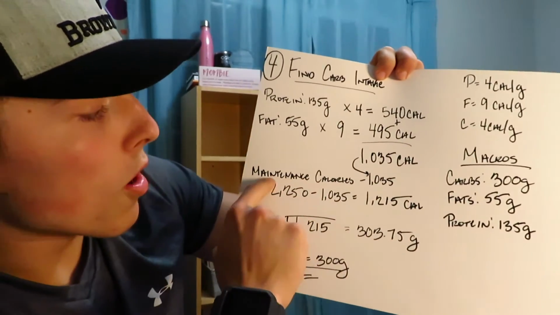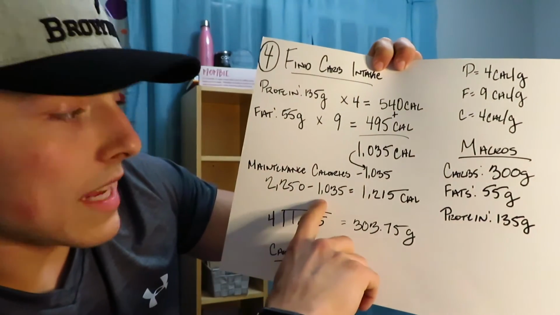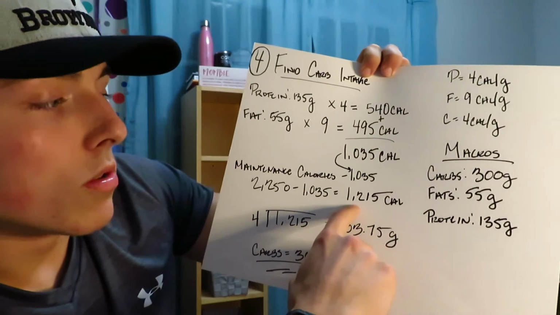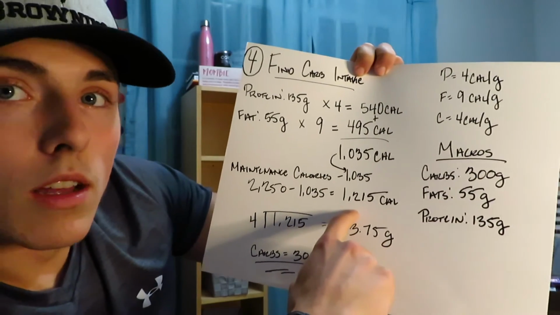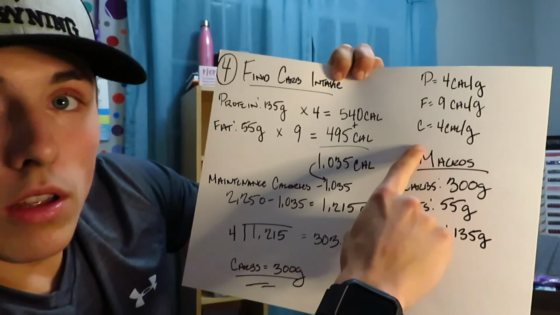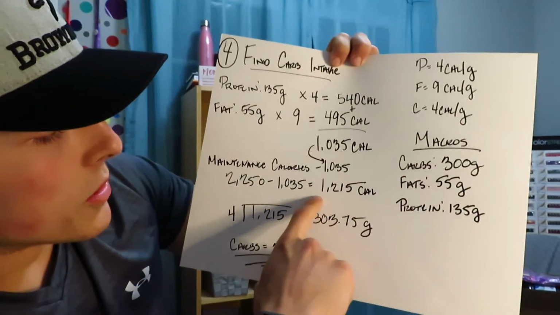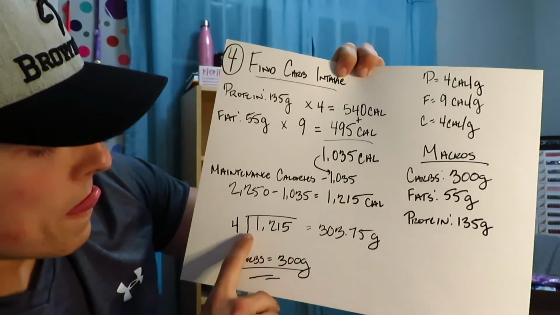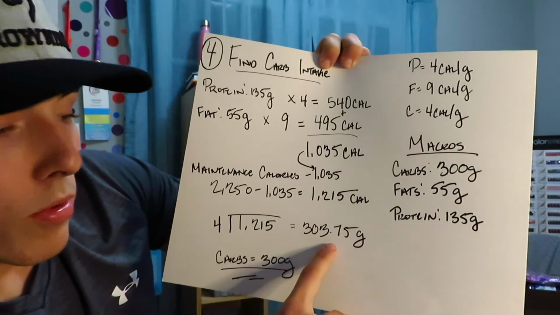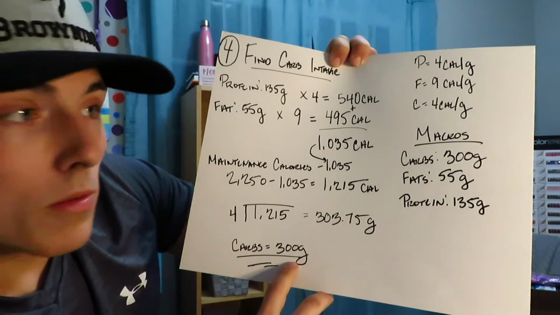So now we know our maintenance calories are 2,250, right? We subtract the calories that we've already eaten in proteins and fats, and we get 1,215 calories left to eat. So those calories are going to be eaten in carbs, okay? So carbs are 4 calories per gram, and so you take 1,215, you divide it by 4 as I did here, and you get 303.75 grams. And I went ahead and just rounded it to 300 grams of carbs.